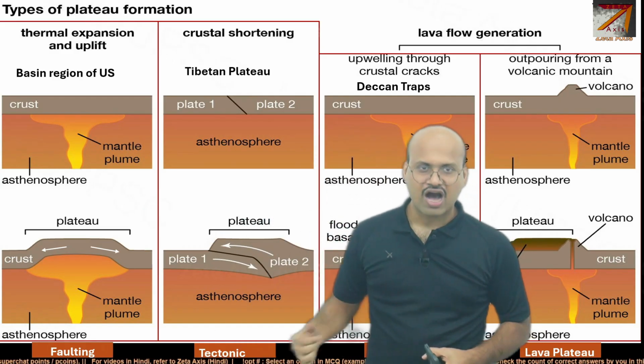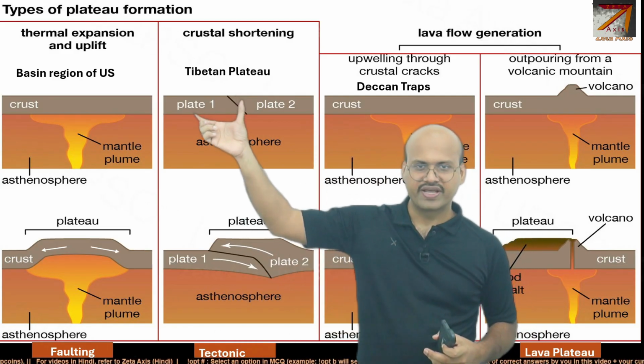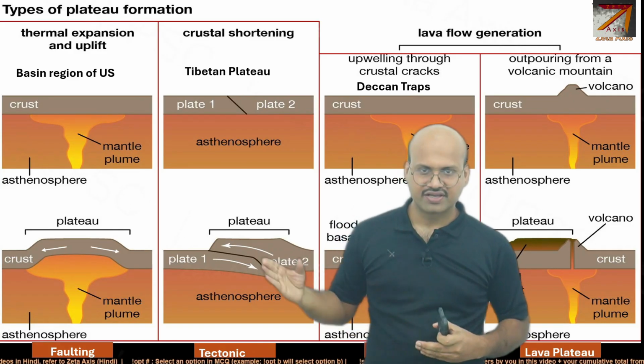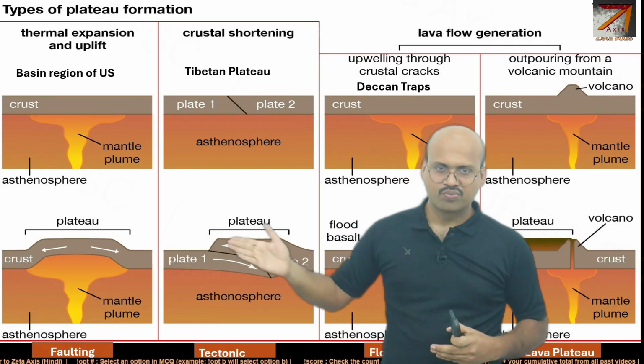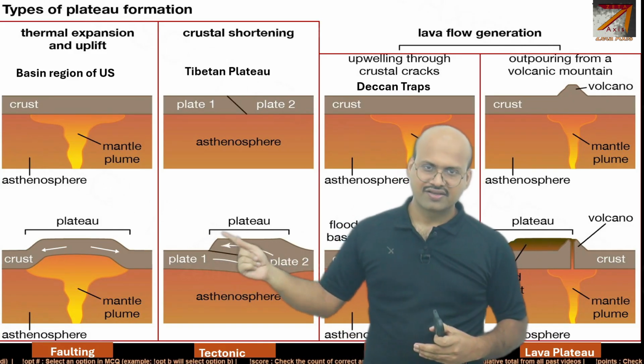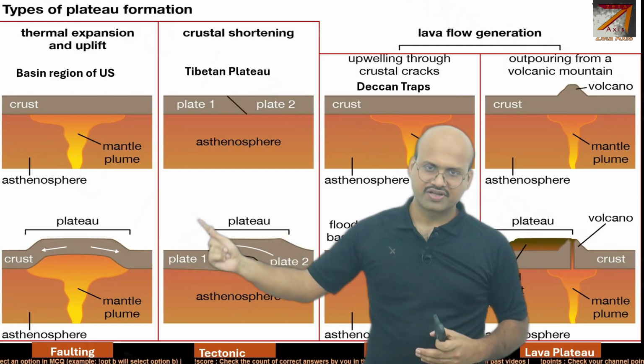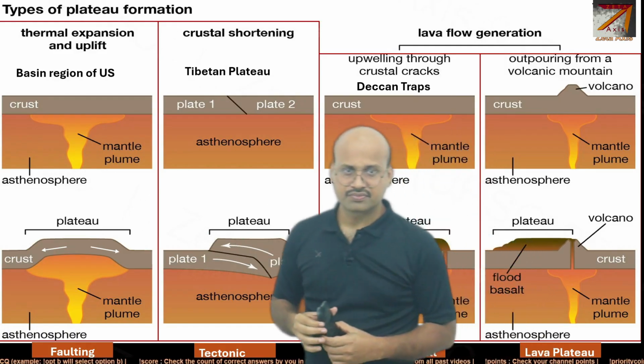We have seen how the Tibetan plateau was created because two plates collided with each other. Here we can see an example. This plate moved over the other plate and an uplifted region was formed, which is called a plateau.